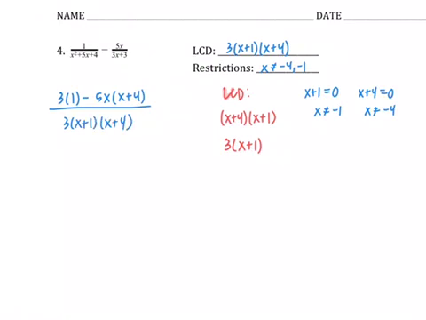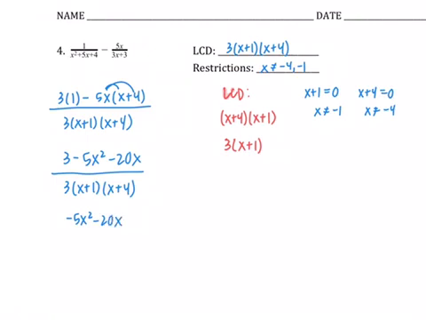And now I can go from there. I'm going to go ahead and distribute the 5x. So I've got 3 minus 5x squared minus 20x. And then my denominator, 3 times x plus 1 times x plus 4. And then I am just going to reorder. So I have negative 5x squared minus 20x plus 3. And then from there, I'm going to just leave that as my answer.